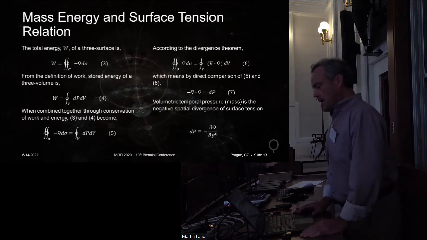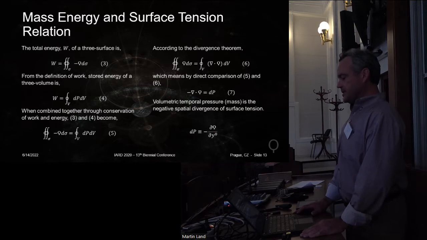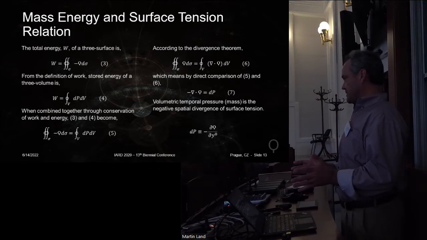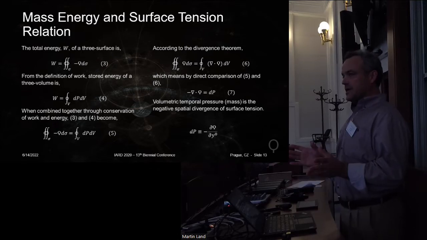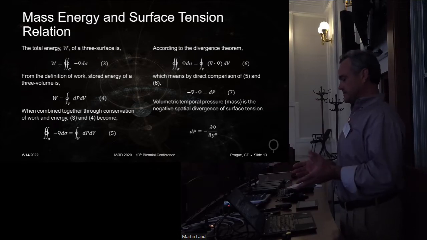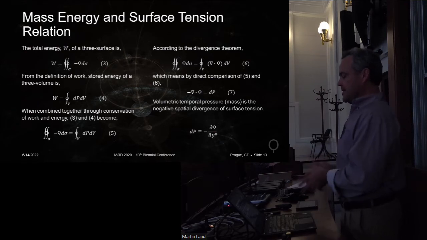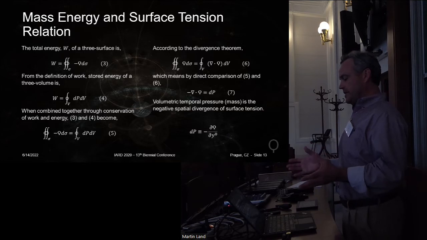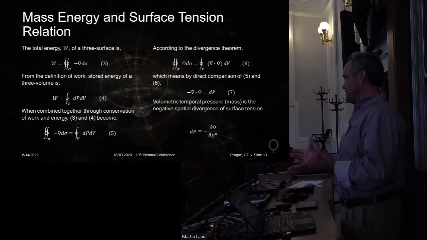So how do we relate mass energy and surface tension? The way we do it in physical chemistry is the first equation here is the total energy of the 3 surfaces. So you just take the surface energy kappa and integrate it around all the surfaces, okay? The second equation here is just basically mass density times volume. That gives you the work of the mass density, okay?